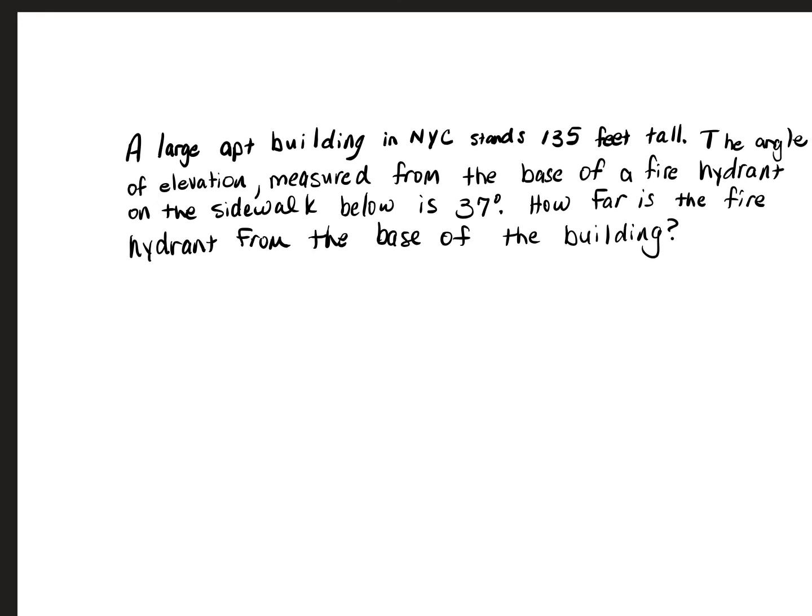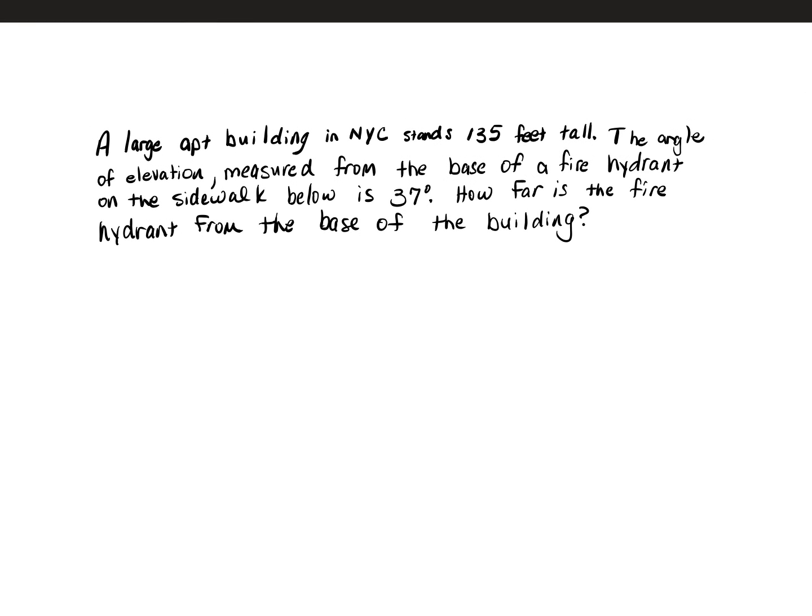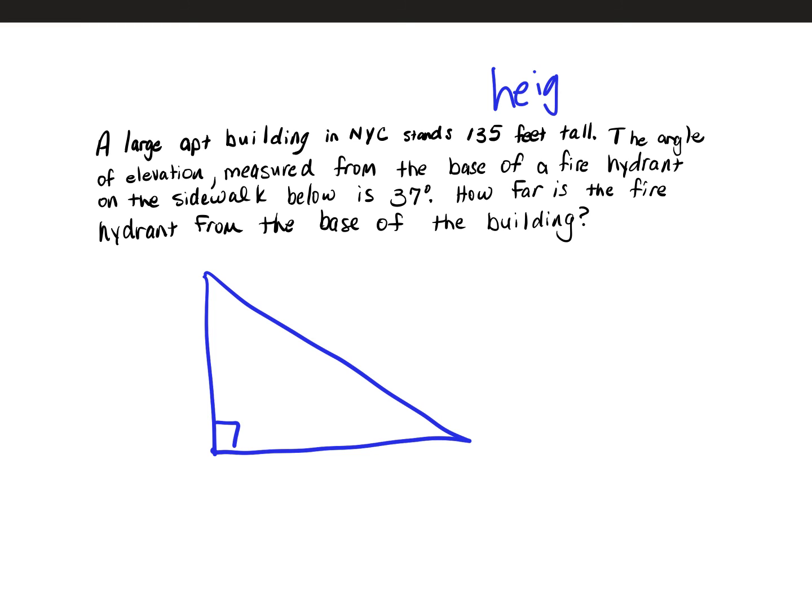Now I look at another question. It says a large apartment building in New York City. Doesn't matter what we're measuring or where we are, but you need to understand that we are talking about right triangle trig. So I'm going to draw myself a right triangle. It says an apartment building stands 130 feet tall. That's my height. That's my y-axis. So my building is 135 feet tall.